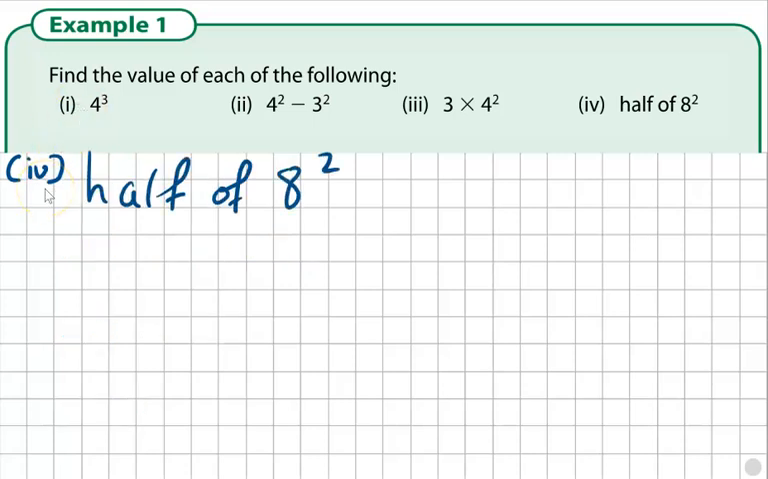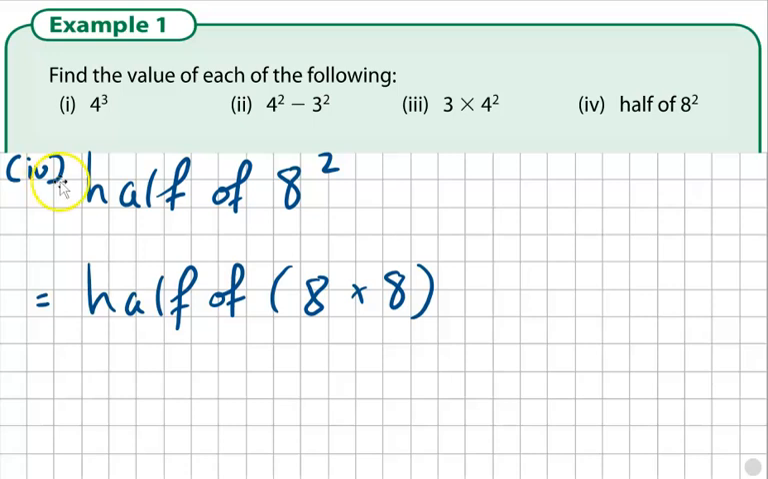Part 4. We want to find the value of half of 8 squared. So this means half of 8 times 8, because 8 squared means 8 multiplied by itself. So 8 times 8 is 64, so we want to get half of 64, which is 32.